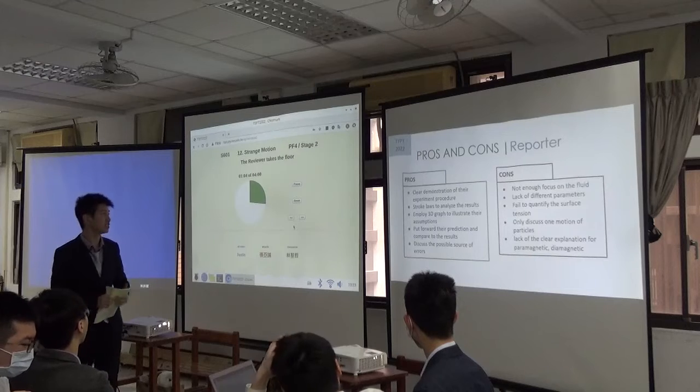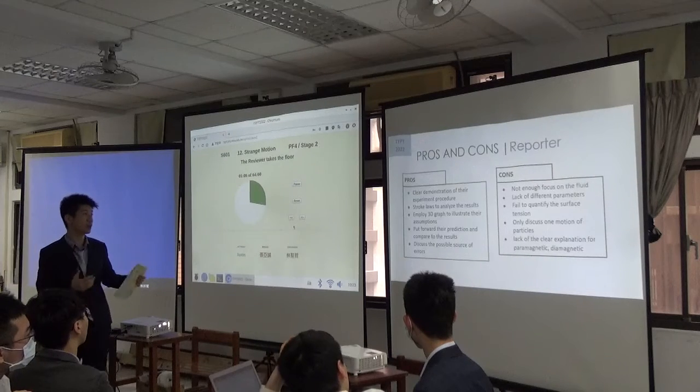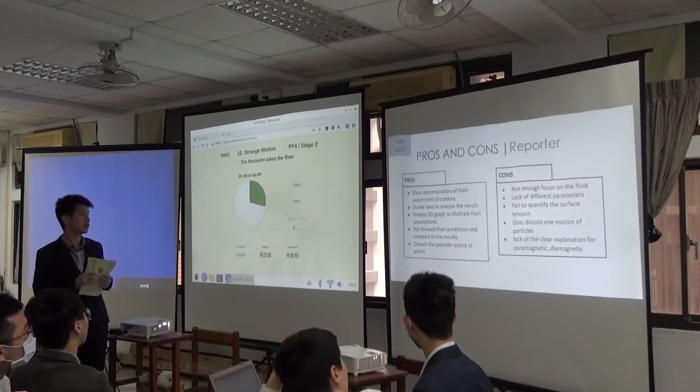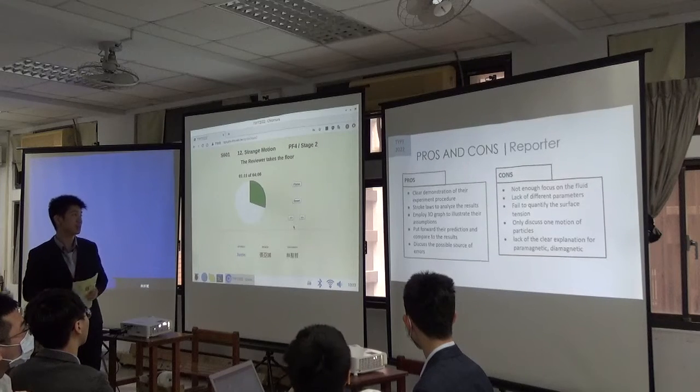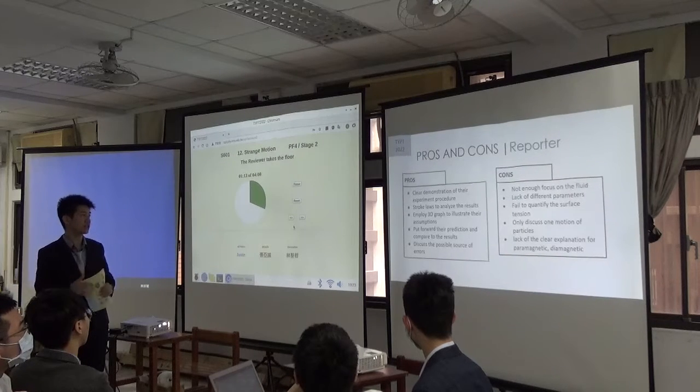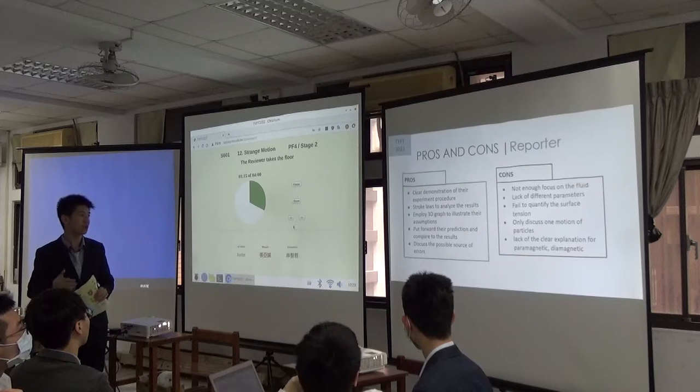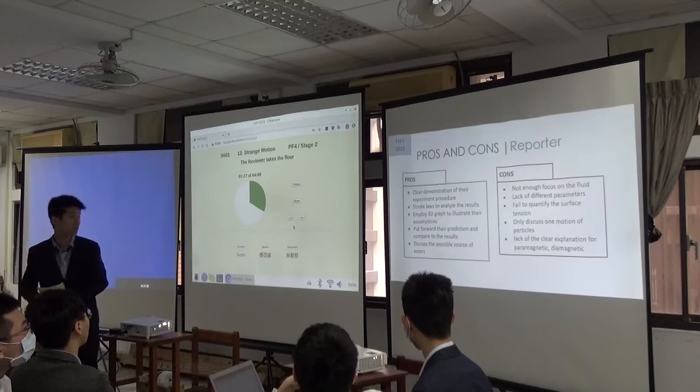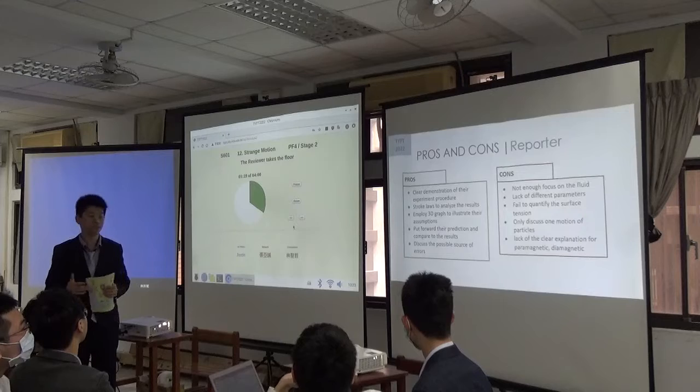So for the advantages, they have a clear demonstration of the experiment procedure. And second, they use Stokes' law to analyze the results. And third, they employ a 3D graph to illustrate their assumptions, and they put forward their prediction and compare it to the results. And last, they discuss the possible sources of the errors.